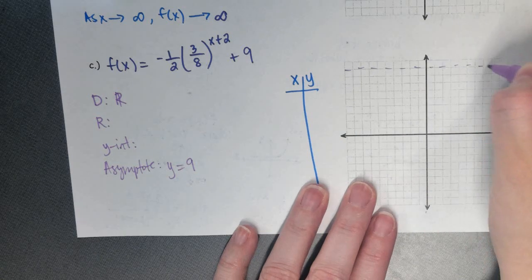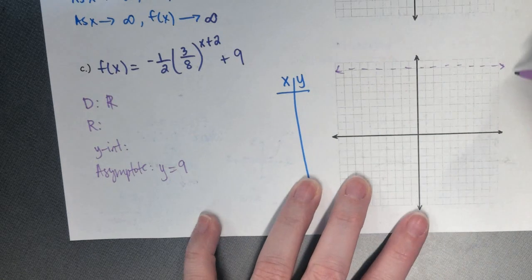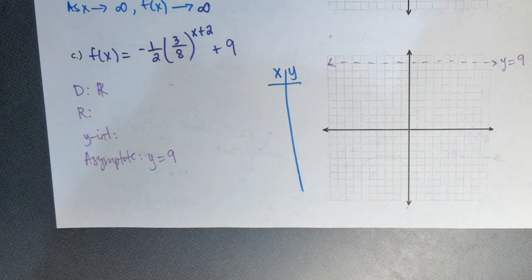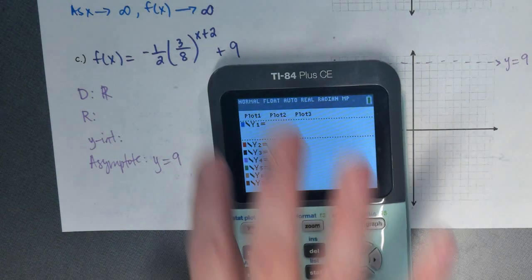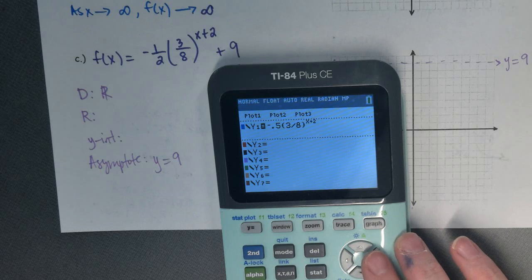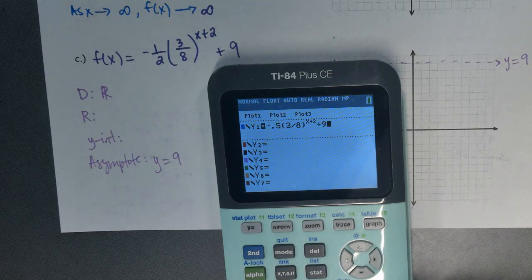If you want, you can just put this on your graph right away. Okay, so when you're plugging this into your y equals, if you want to, you can just make that negative 1/2, or you can do the parentheses. And then you have 3/8 to the power of x plus 2. And then you have plus 9.